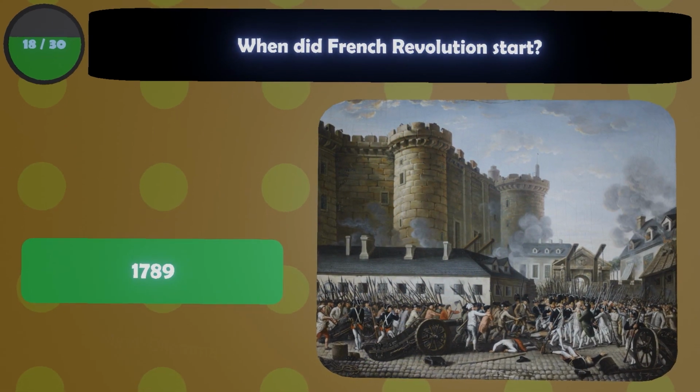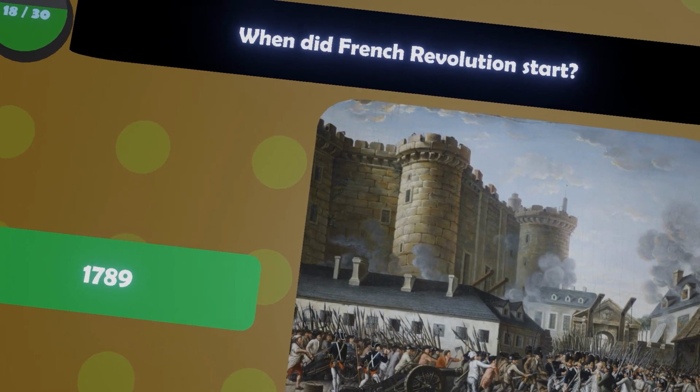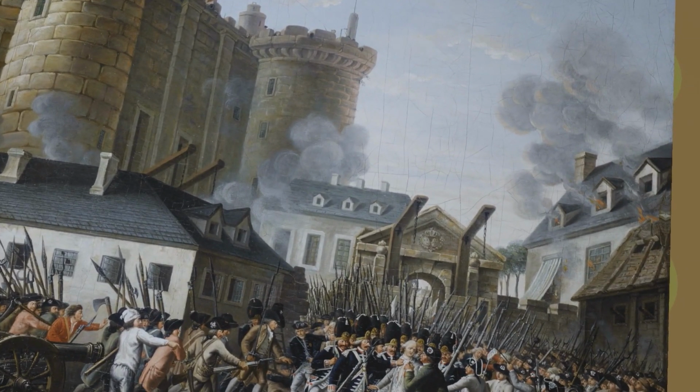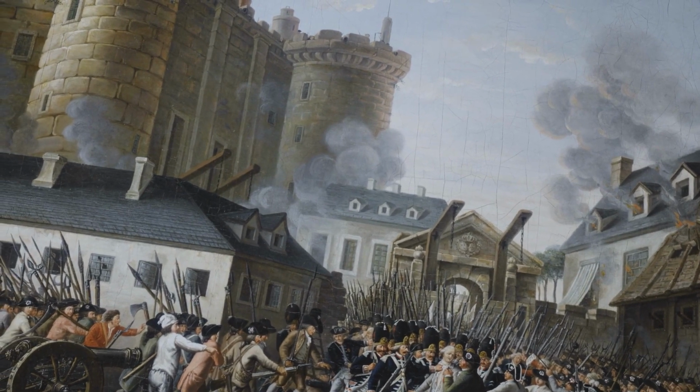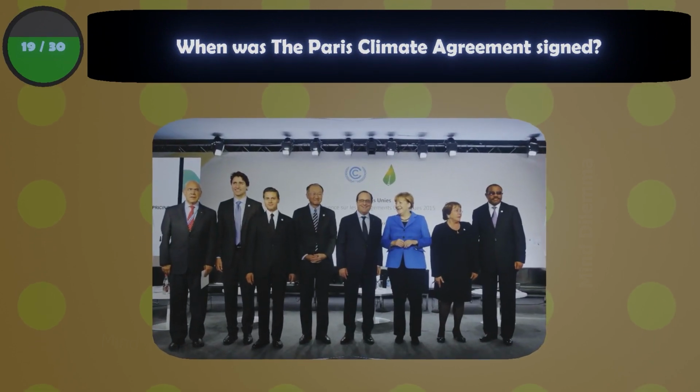It began in 1789 with the convening of the Estates General, leading to the storming of the Bastille and widespread riots. When was the Paris Climate Agreement signed?